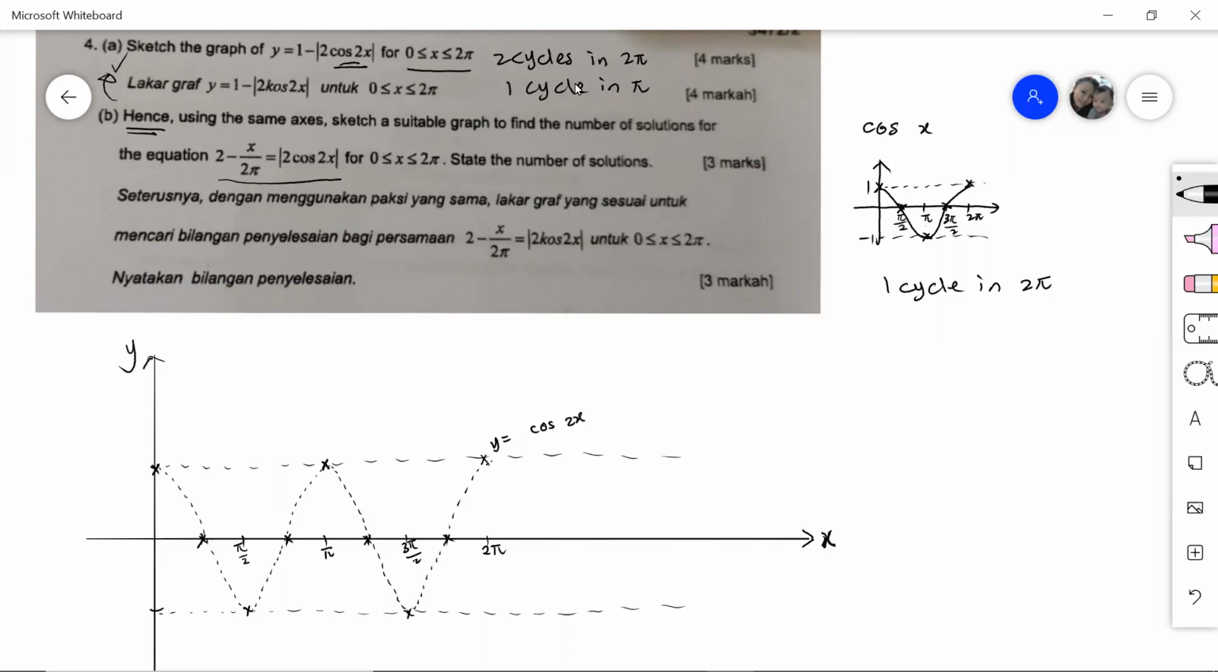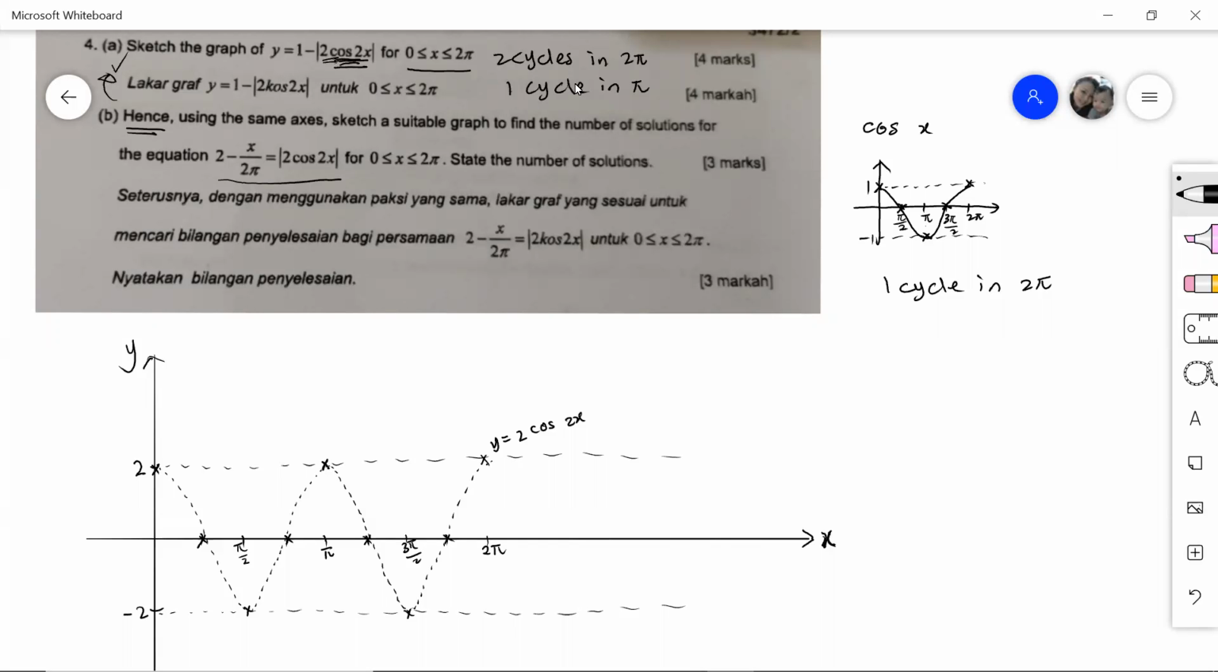Now, let's look at the function given. We are drawing 2 cos 2x, not 1 cos 2x. So shall I just stretch? No need. Just change the amplitude here to 2 and -2, instead of writing 1 and -1. And immediately we get 2 cos 2x over here.